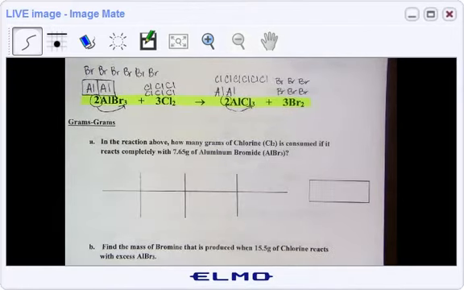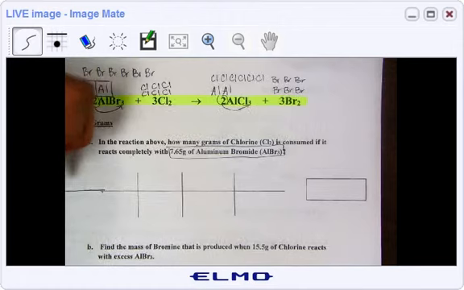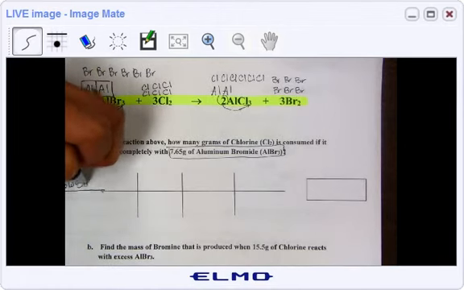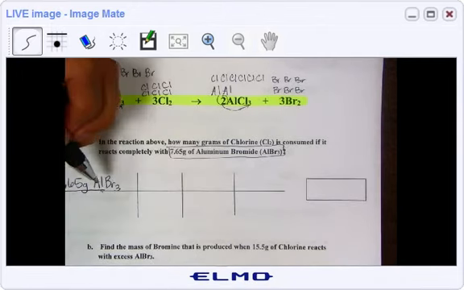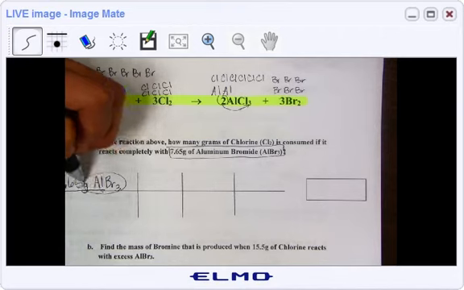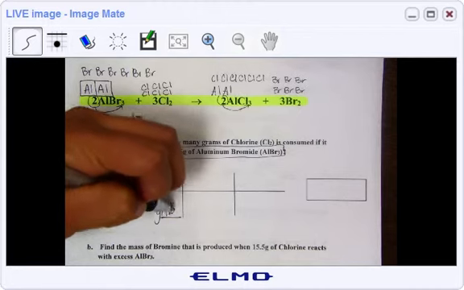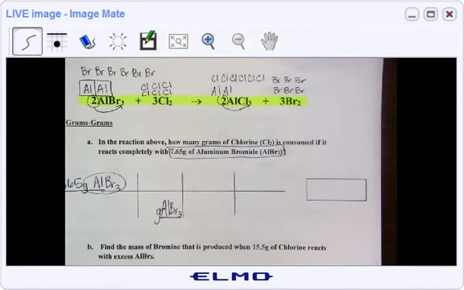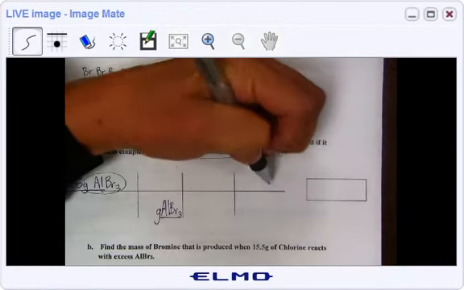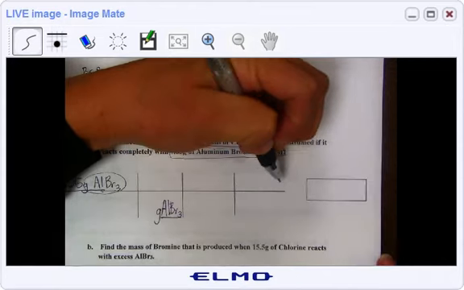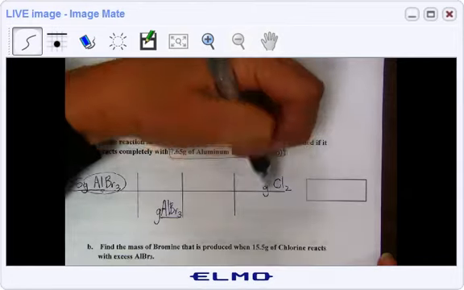I'm going to, before I read it, just identify what I'm given, which was 7.65 grams of AlBr3. Okay. If grams of AlBr3, what goes here? Grams of AlBr3. What am I looking for? I'm looking for grams of chlorine. Whatever you want will go on the furthermost right top corner. Grams of Cl2. That's what I'm looking for at the end.